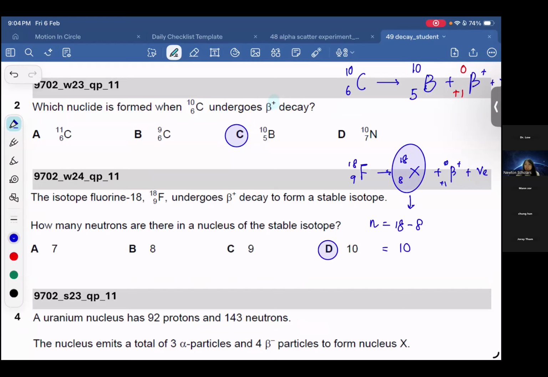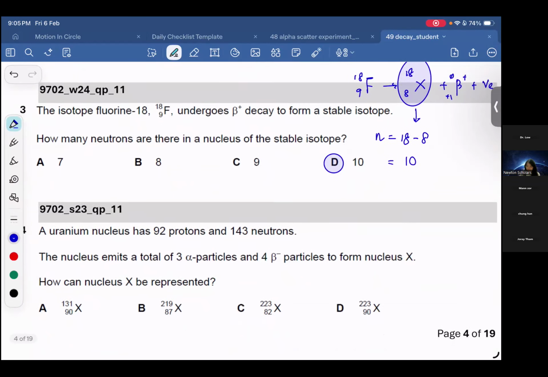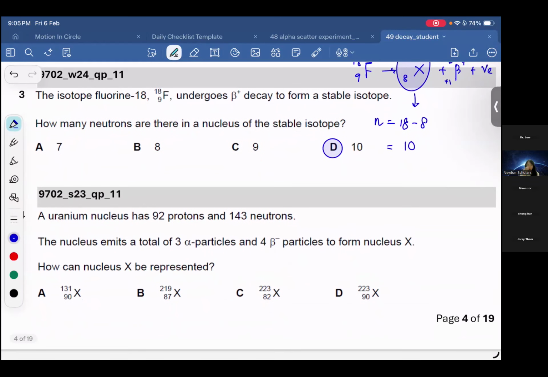Manjo, yes. Okay, Kai Chen, did you get it? Can you try question number 4? Uranium nucleus, you have 92 protons, 143 neutrons. The nucleus emits a total of 3 alpha particles and 4 beta minus particles to form nucleus X. How can nucleus X be represented?